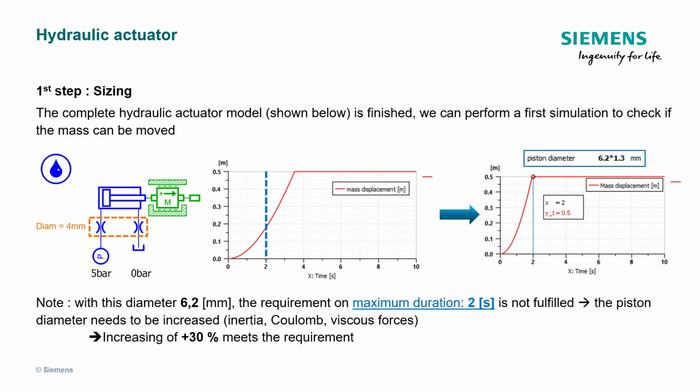So, we need to increase the diameter and check if we can speed up the movement. After increasing of 30% of diameter, namely 6.2 mm multiplied by 1.3, with this updated diameter, we can see from the right figure, the mass displacement can reach 0.5 meter within 2 seconds.